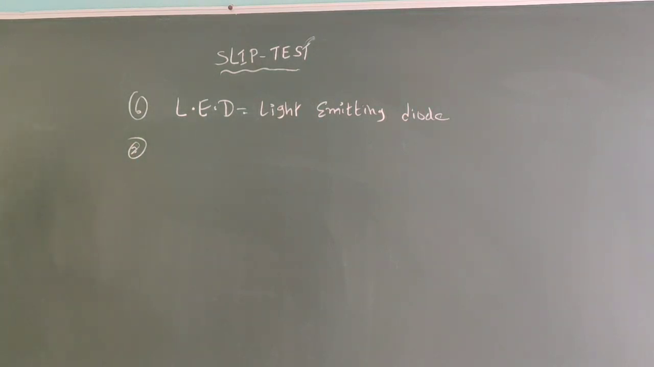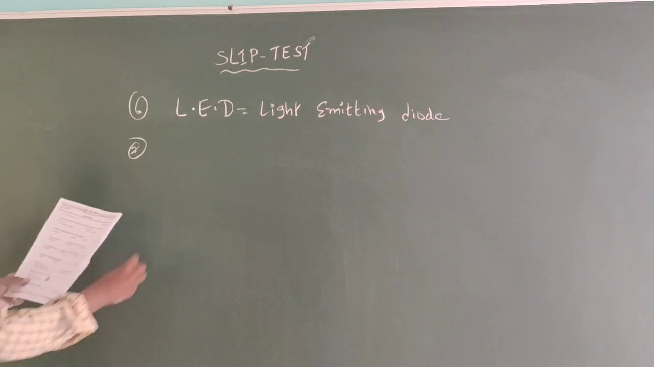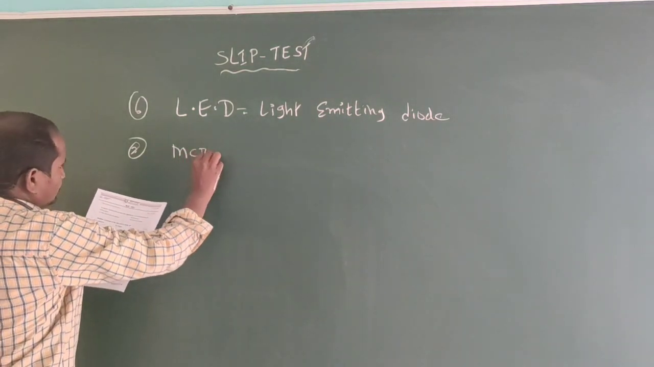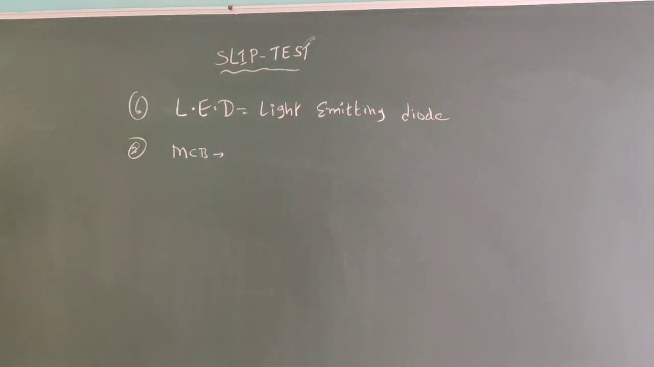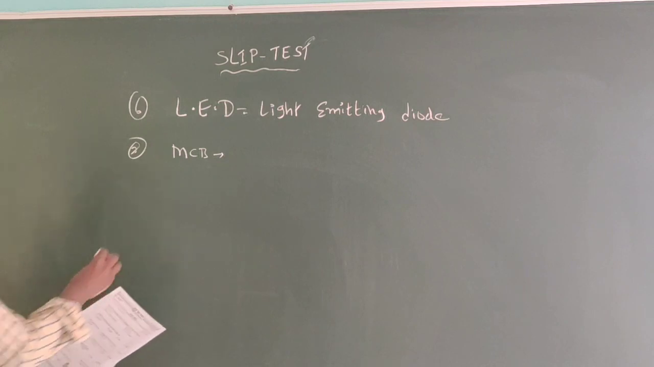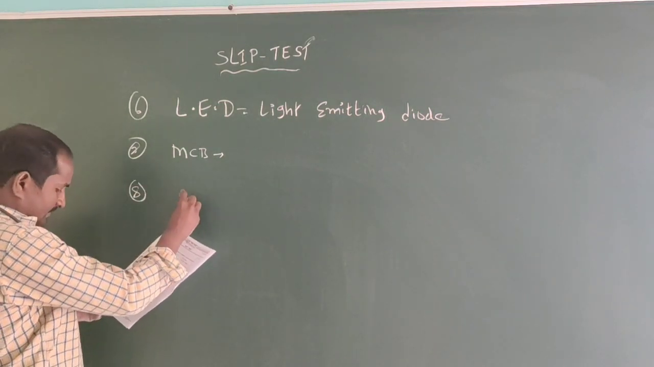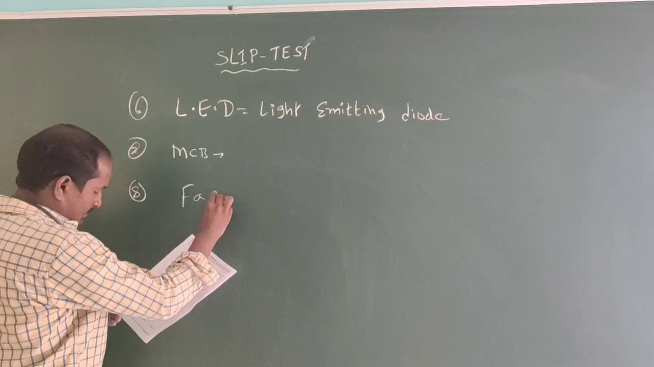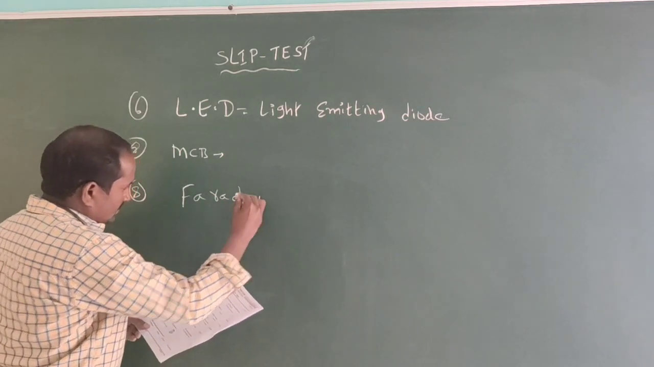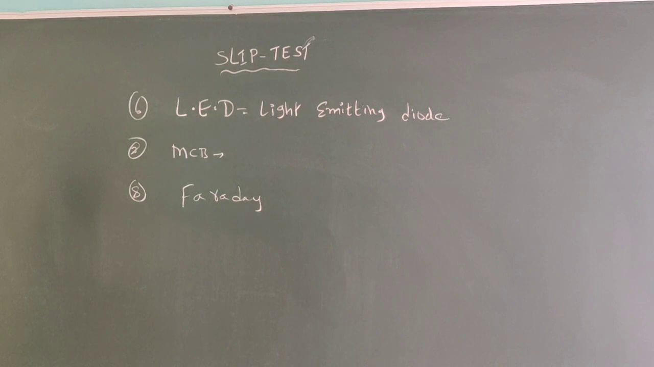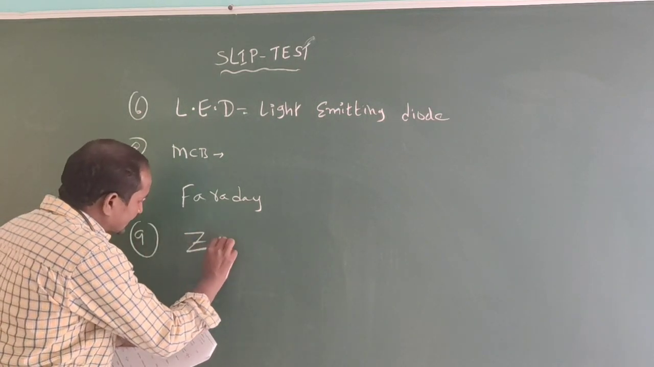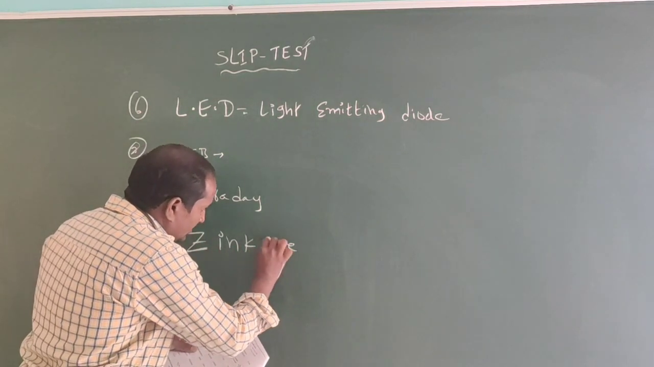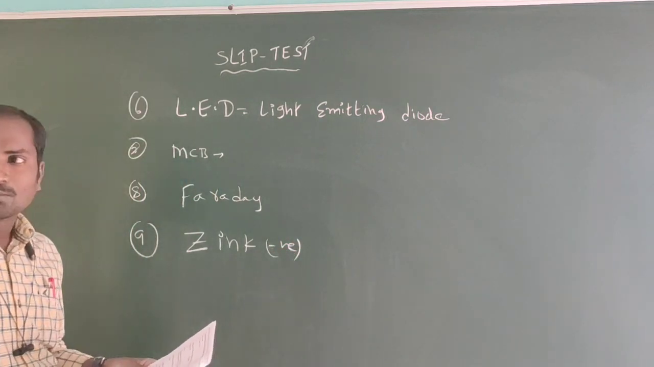What is the name of the instrument? That is MCB. Next one, eighth one. Who invented the first electrical generator? Faraday. Ninth one. In a dry cell, which serves as a negative terminal? That is zinc. Zinc is negative and the copper or graphite is positive.